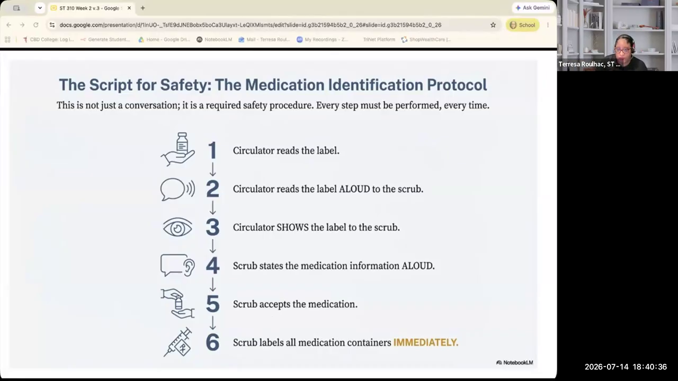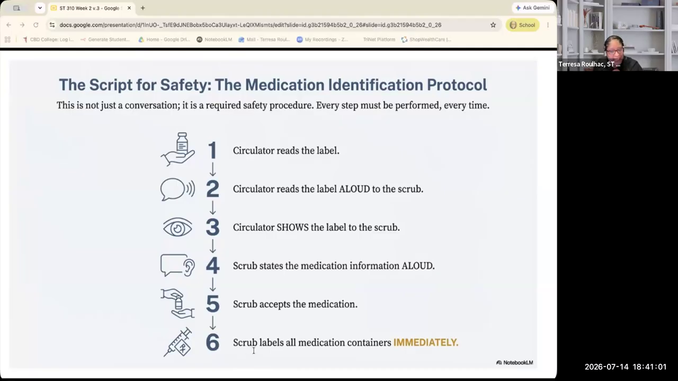I love those answers. Think about everything we talked about tonight. It is everyone's responsibility. No one knows whether the information was understood, but when it's spoken, when it's repeated, when it's confirmed, the entire team is participating in the safety process.